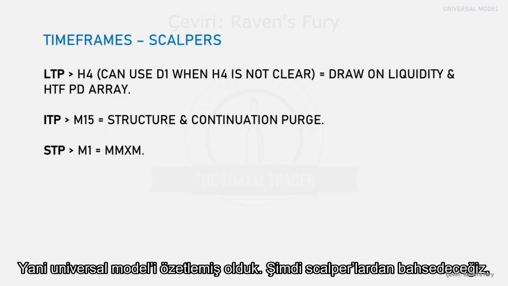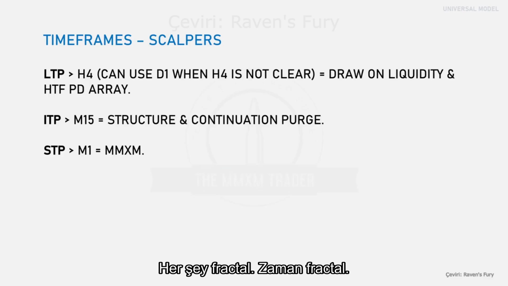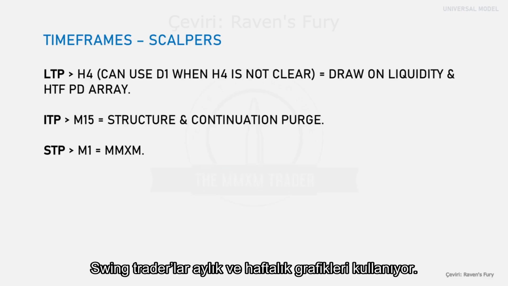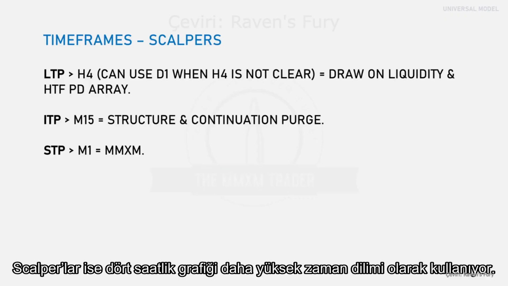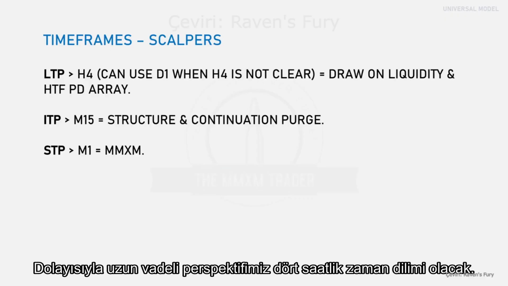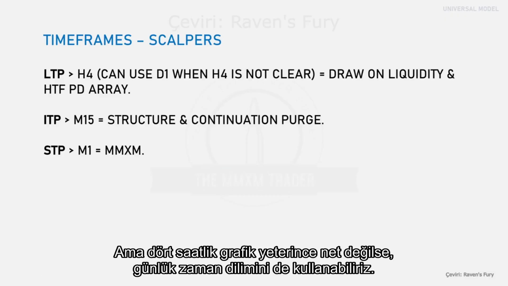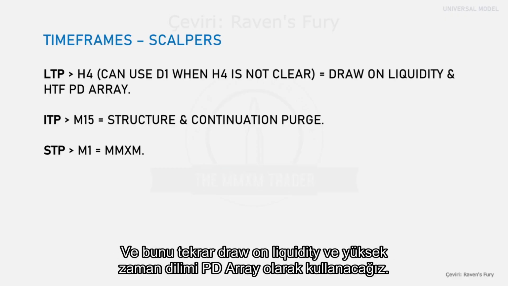So wrapping up that universal model, now we're going to talk about those scalpers, right? So it's all fractal, time is fractal. The swing traders use those monthly and weekly charts. The scalpers use that 4-hour chart as their higher time frame. So our long-term perspective is going to be the 4-hour time frame, but we can also use the daily time frame when the 4-hour is not clear enough. And we'll use this again as our drawn liquidity and our higher time frame PD array.